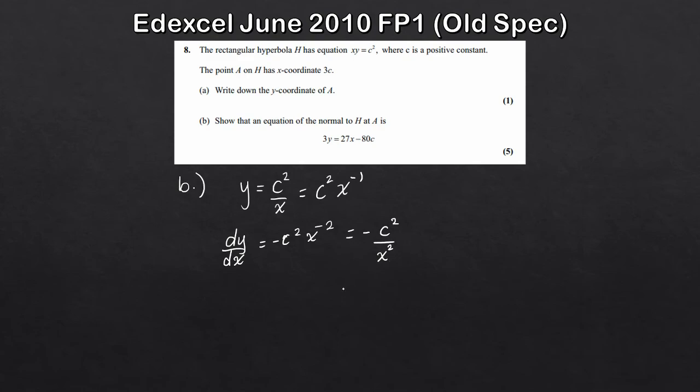Now we can work out the gradient. And we know it's at the point A. So A is 3c, c over 3. So x squared, that's going to be 3c squared, so we can substitute that in. Over x squared, so 3c squared. That's minus c squared over 9c squared. At this point here, we're just simplifying, right? So we get left with minus 1 over 9.